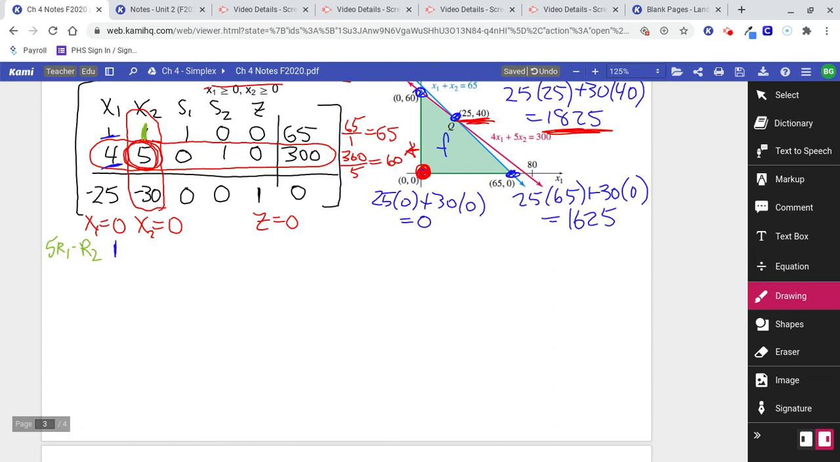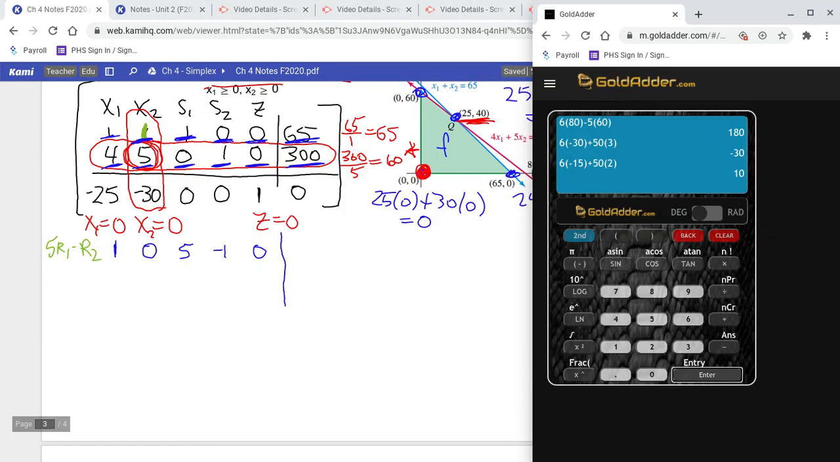That's in my X1 column. And then 5 of these minus this is going to be 0. 5 of the row 1s minus the row 2 is going to be 5. 5 of these minus this is negative 1. 5 of these minus this is 0. Vertical bar. 5 of the 65s minus 300 is 25. Okay. The circled row can stay the same, so just leave it alone. 4 and 5, 0, 1, 0, 300.